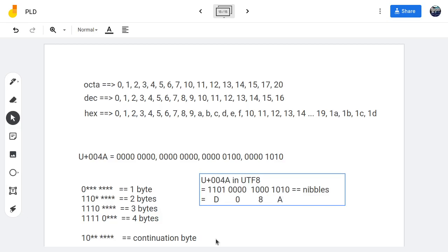This way, the hexadecimal value in UTF-8 is equal to D08A. We just got it. So this guy with this code point, with this Unicode, is this guy in UTF-8.